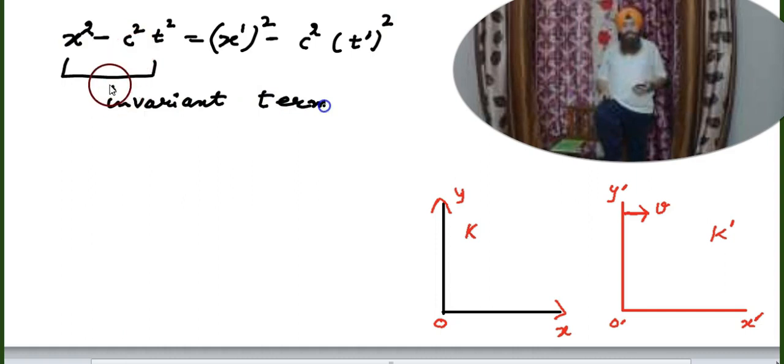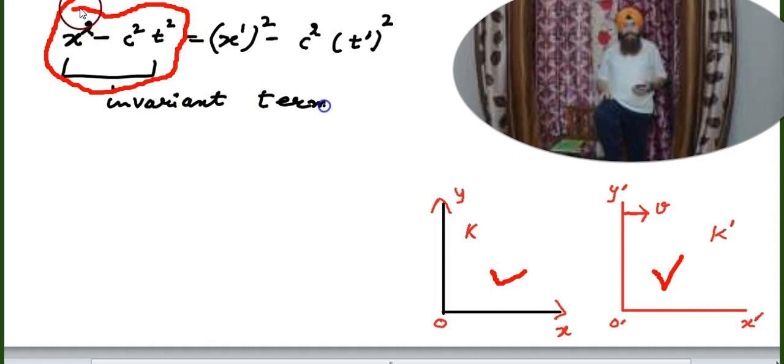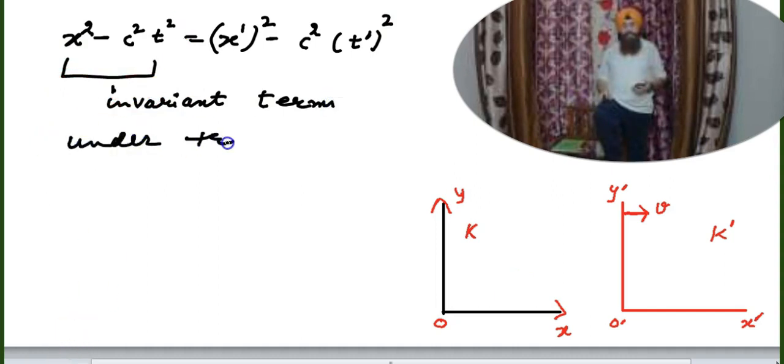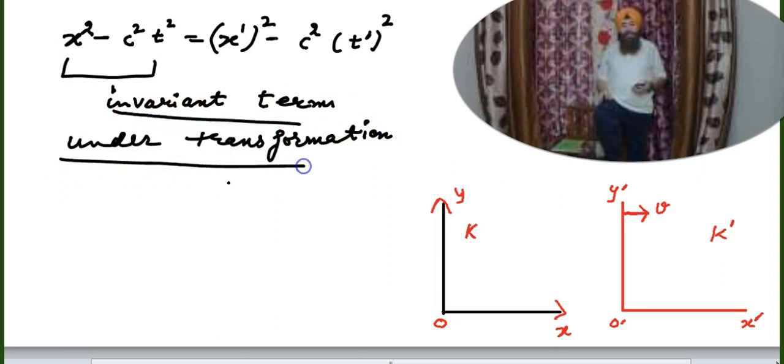Now if this term is equal to this term, we are thinking of the two as inertial frames. Now we have this term which remains invariant, which remains the same, whether it is a rest frame or a moving frame, no problem. That means this quantity is invariant. This is very, very important. We proved this first of all. Thus we have a term which is invariant under transformations.